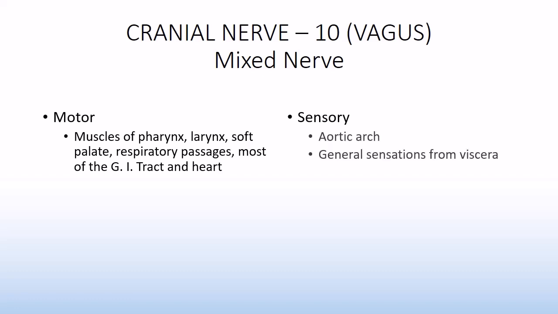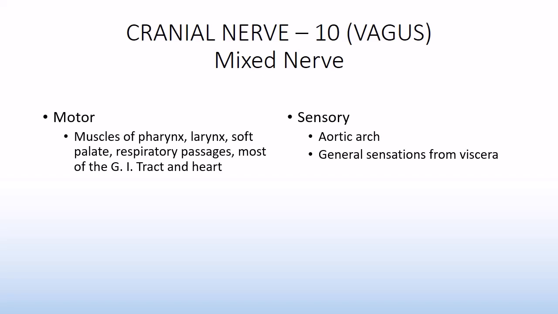And sensory fibers, it carries sensations from the aortic arch, around which various baroreceptors and chemoreceptors are present, so it will function in baroreceptor and chemoreceptor reflexes. It also carries general sensations from the various viscera which are present in thorax and abdomen. So the functions of 10th cranial nerve is to regulate various functions of the cardiovascular system, gastrointestinal system, respiratory system, urogenital tract, which are present in thorax and abdomen. And it is also involved in swallowing.